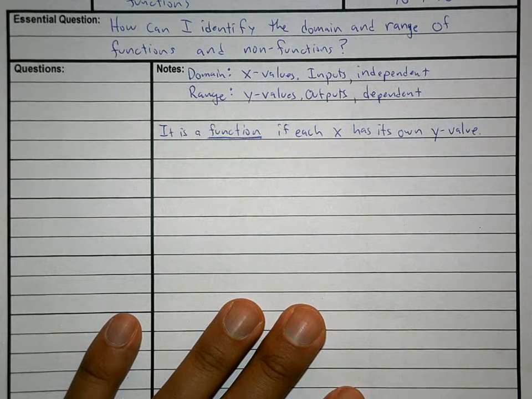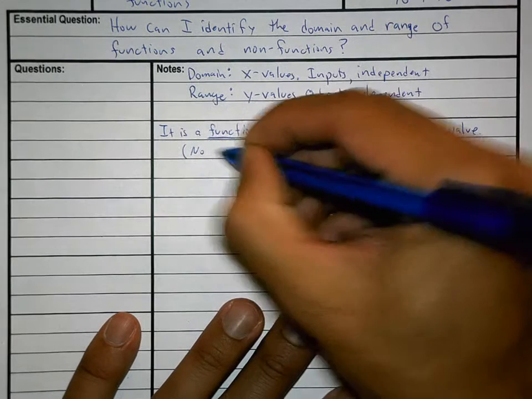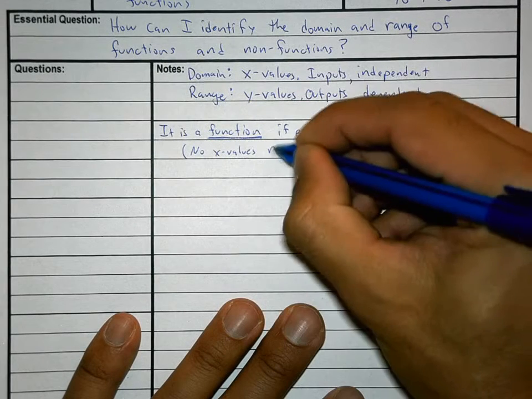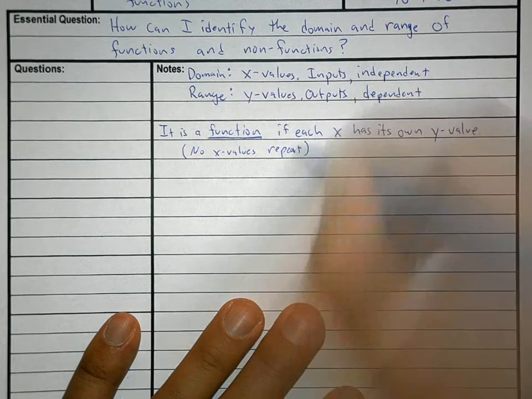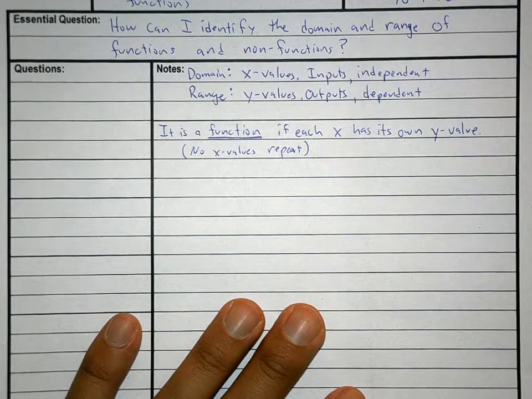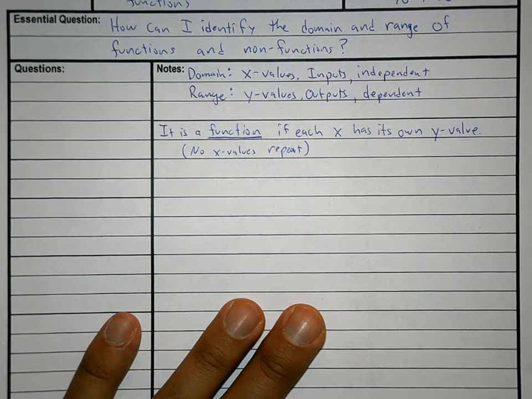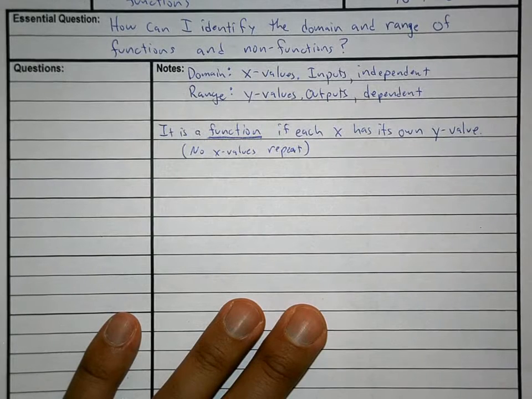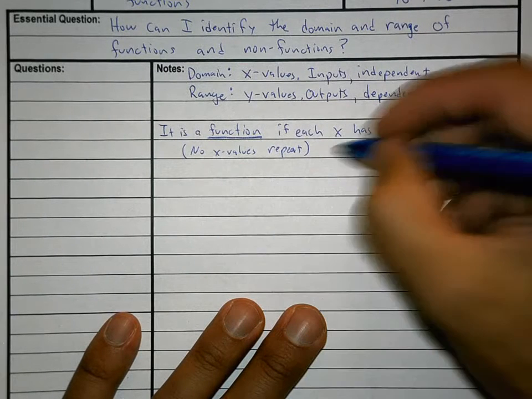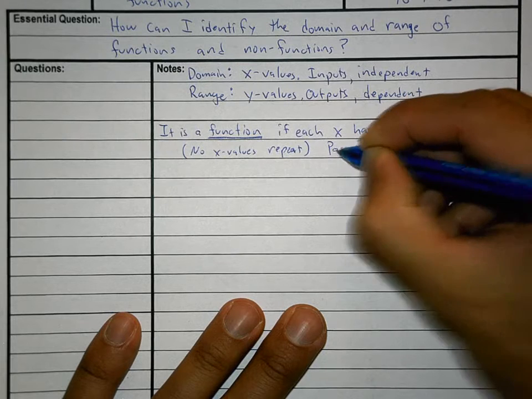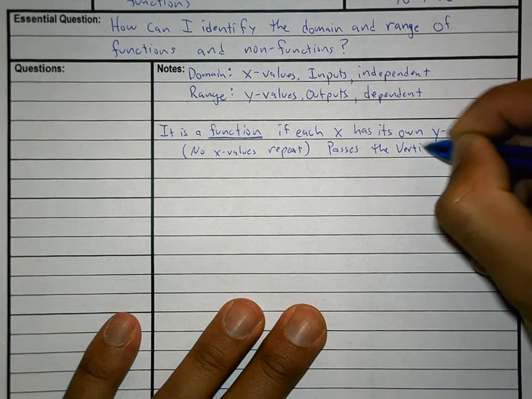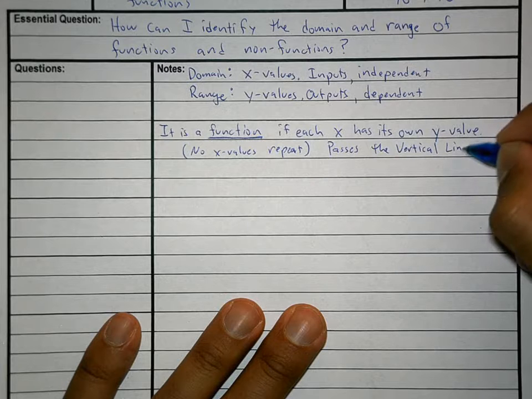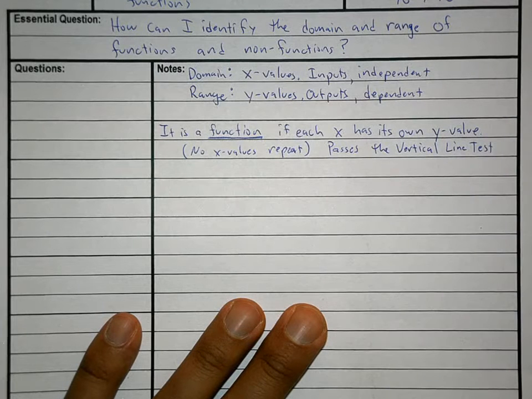In other words, no x values repeat. It is a function if each x has its own y value, which means no x values repeat themselves. They're not cheating on anything. Each one has their own deal. It also passes the vertical line test, which is something we wrote down before, but I'm having you write it down again because that's what this next section of the worksheet is going to ask you to do.